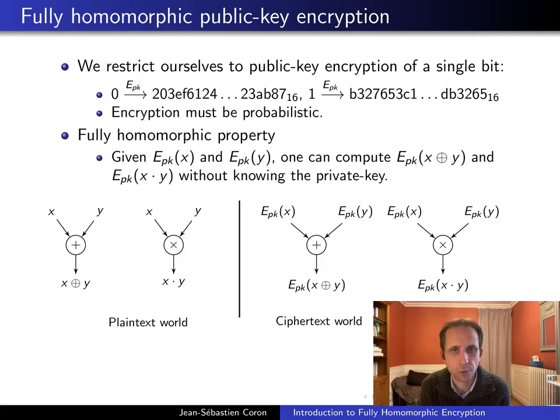But on the right, there is the ciphertext world in which we don't know the value of these bits. We only have ciphertexts. So we have the encryption of x and the encryption of y, but we should be able to compute the encryption of the XOR of x and y and the encryption of the AND of x and y. So we should be able to perform the same operations, the XOR and the AND, but without knowing the private key, without knowing the underlying messages. Here on the right, we don't know the value of the bits x and y. We only know that we are computing the XOR or the AND of x and y.